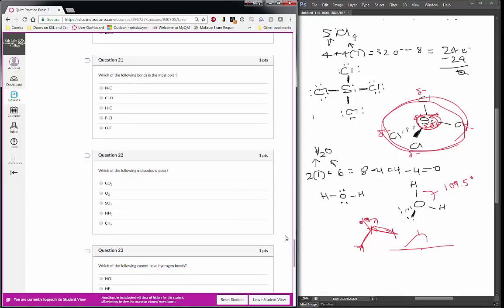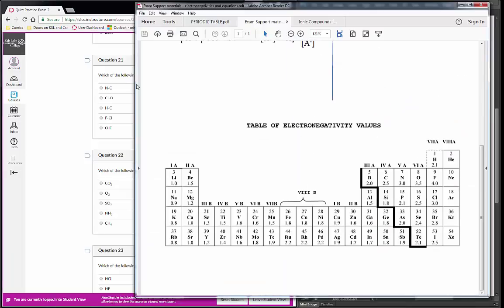Which of the following bonds is the most polar? We're going to have to look at our table of electronegativity values here. N is 3, C is 2.5, so that's a difference of 0.5.